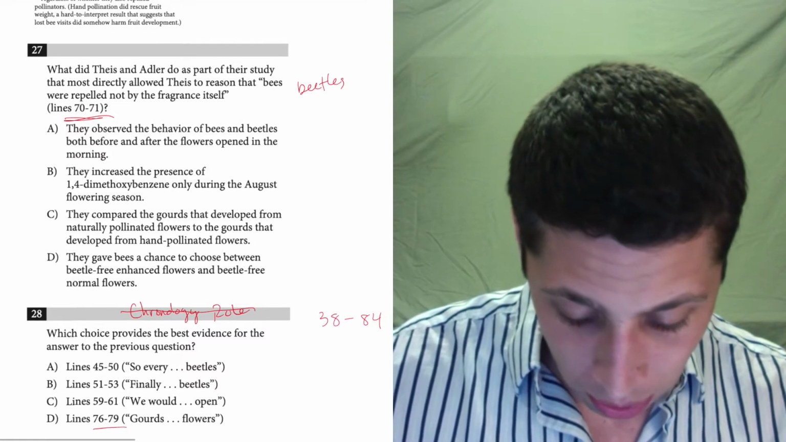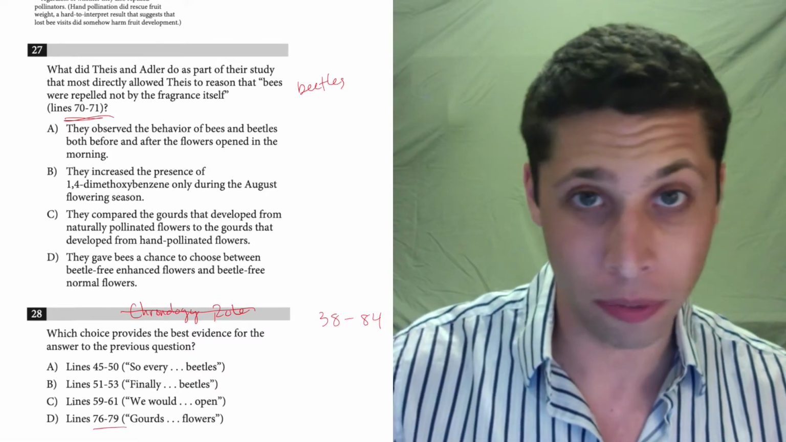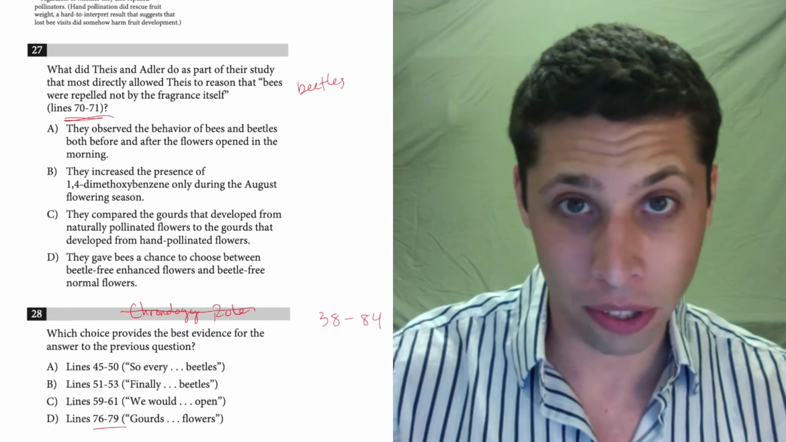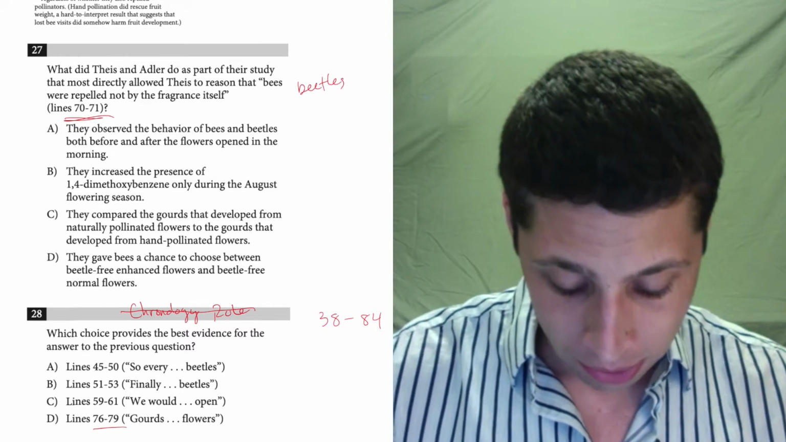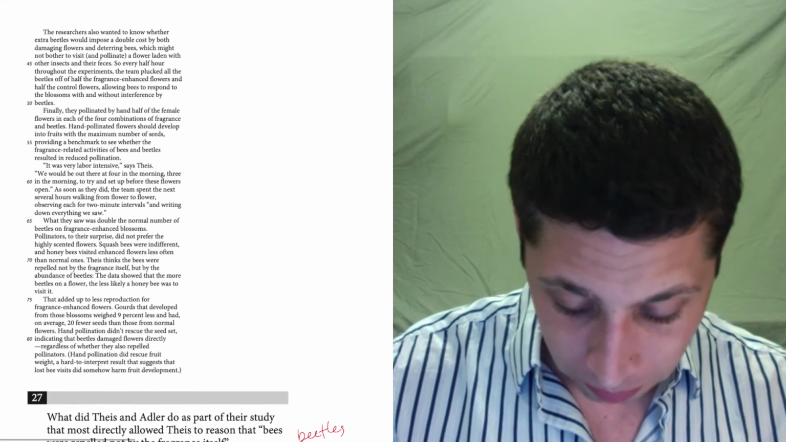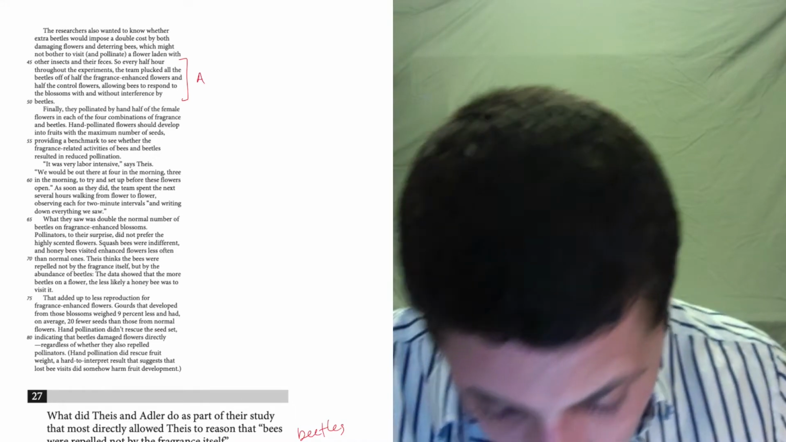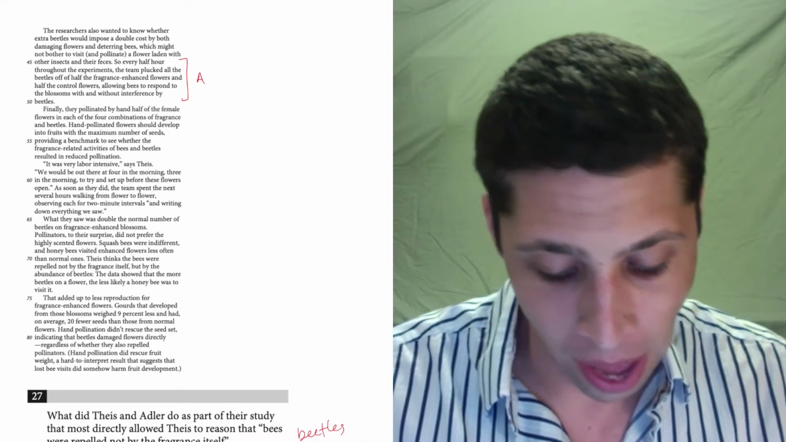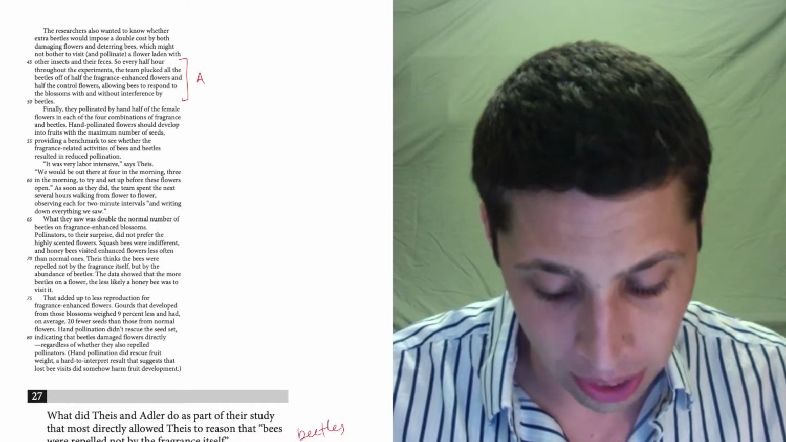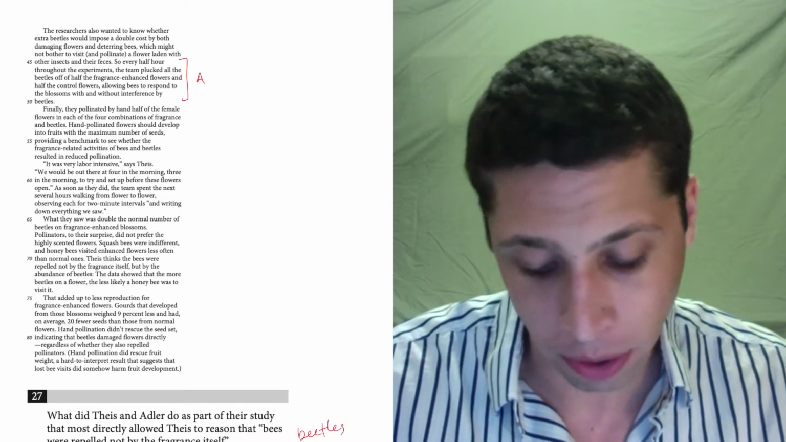But if we now go to these line references, we're hoping to get even more information about the beetles and the fragrance and all this science. So let's look at 45 to 50. That's right here. That's choice A. So every half hour throughout the experiments, the team plucked all the beetles off of half the fragrance-enhanced flowers and half the control flowers, allowing bees to respond to the blossoms with and without interference by beetles.